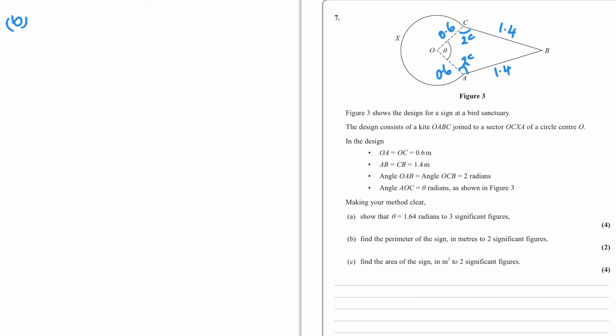Next, we need to find the perimeter. So the first thing we want to do is find the arc length. So the arc length is going to be r theta. Okay, but don't confuse that with our theta, as it's going to be this major arc around here. So it's actually going to be 2 pi minus our value of theta. And the radius is going to be 0.6. So we get 0.6 times 2 pi minus our 1.64.